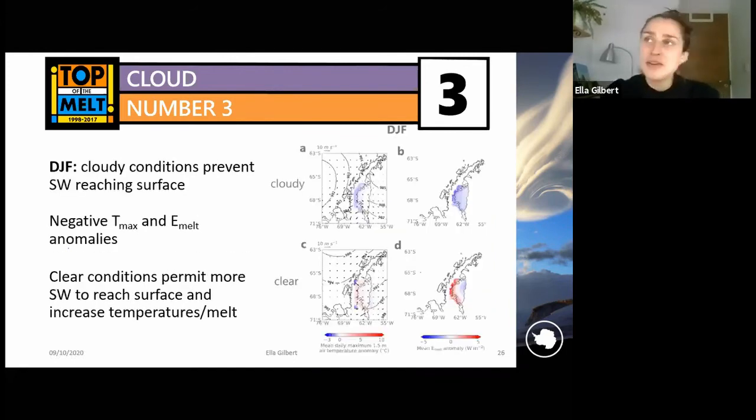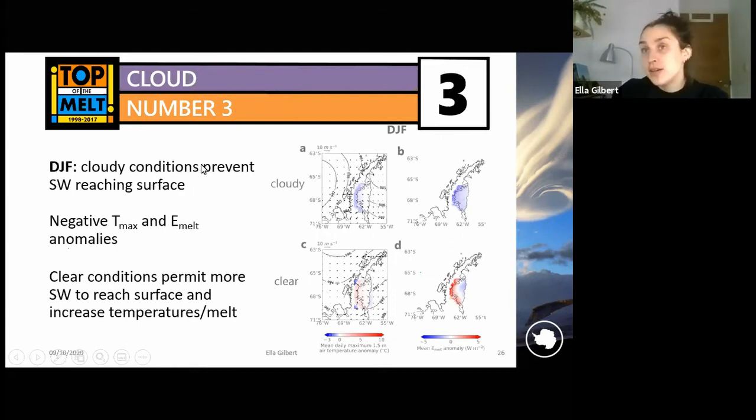The thing about clouds is that they have different effects in different seasons. So in summertime, when we have cloudy conditions, that prevents solar radiation reaching the surface. And you've seen the bottom two panels of this plot already. So this is the clear conditions during summer. And this is the kind of complementary figure. So we've got the cloudy conditions also in summer. Again, same kind of surface meteorological and then melt composites.